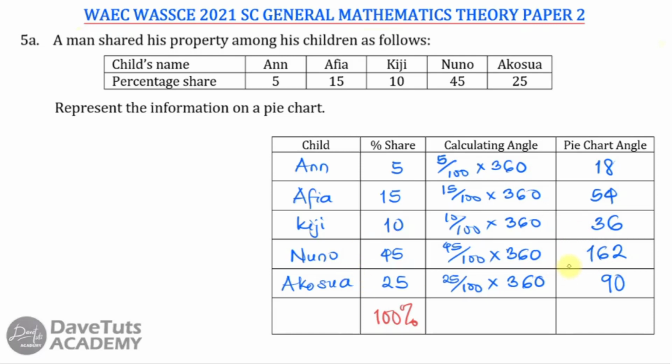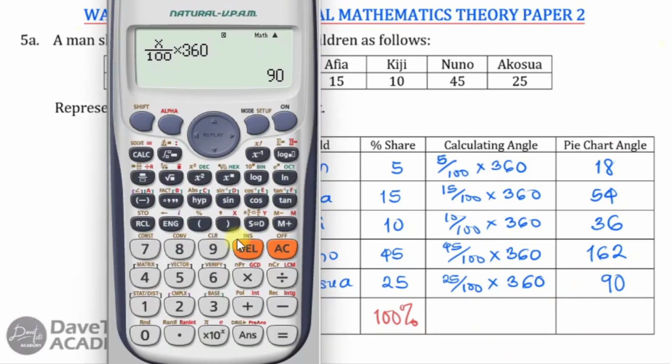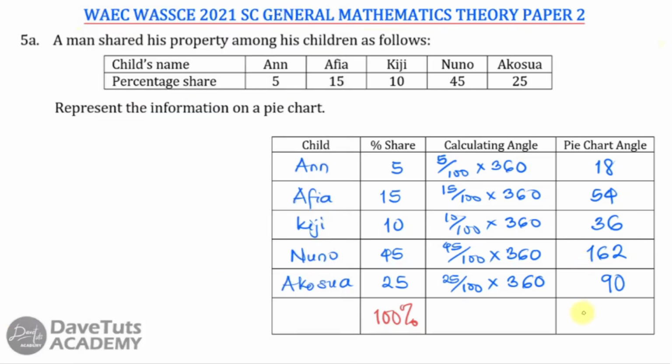Just use what can be convenient, and these are tips that can help you be very fast when you are calculating. We also need to sum all of this to ensure that they add up to 360 so that we can represent them appropriately on the pie chart. So if you want to check that, you can say 18 plus 54 plus 36 plus 162 plus 90. What's that going to give us? So we're on track. This is 360, so we can say that this sum is 360.